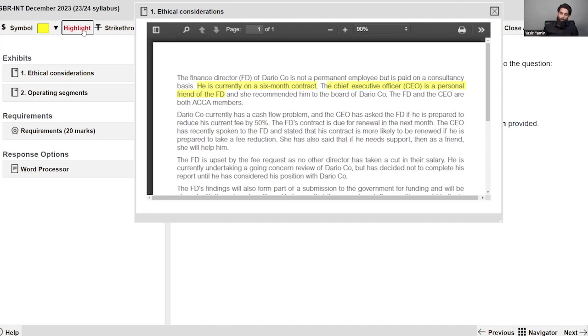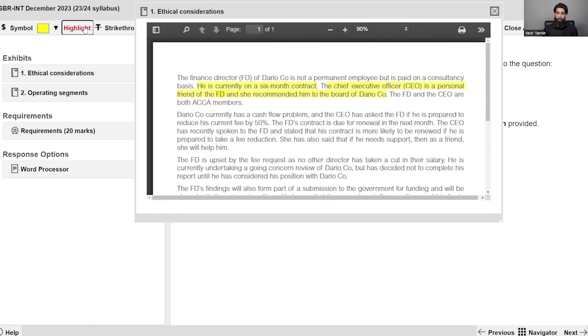And moreover, the chief executive officer is the personal friend of the finance director, and she recommended him to the board of Dario company. Can you find any risk here? Do you find any ethical risk here? Beware of the fact that we are in an ethics question primarily. Very good, everyone. We have seen that there is a familiarity threat. There is a clear familiarity threat.